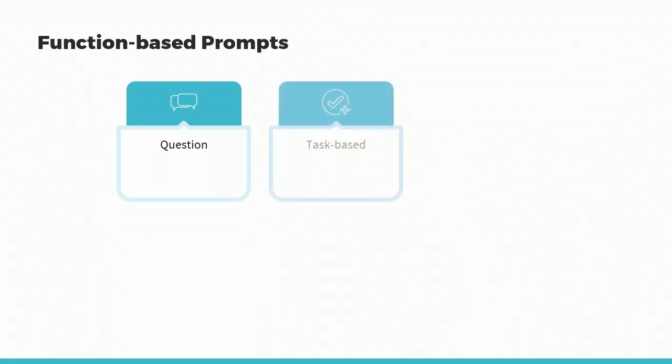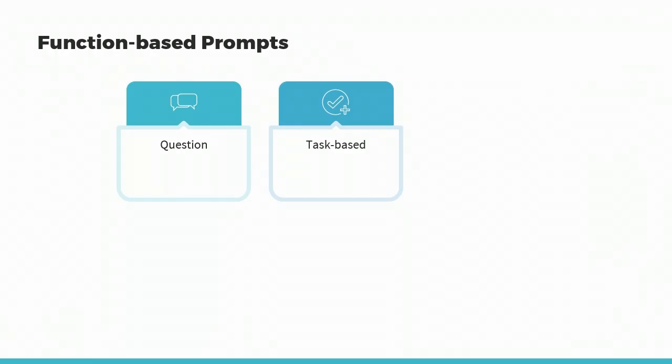And then there are function-based prompts, which are designed to elicit a specific type of response from ChatGPT. Let's consider some examples of different types of function-based prompts. Question prompts ask a specific question that the model is expected to answer. For example, a question prompt could be, "What is the capital of France?" The model would then generate a response such as, "The capital of France is Paris."